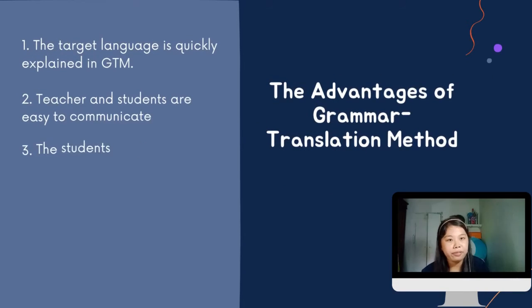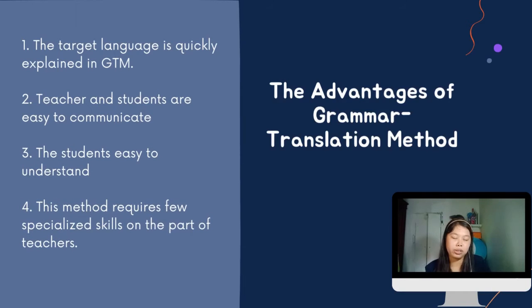Next, about the advantages and disadvantages of this method. The advantage of this method, number one, is the target language is quickly explained in GTM. The reason is that translation is the easy way of explaining the meaning of words and phrases from one language into another. Number two, teacher and student can communicate easily, or it does not need the native language. So the teacher can easily assess whether the student has learned what he has taught them.